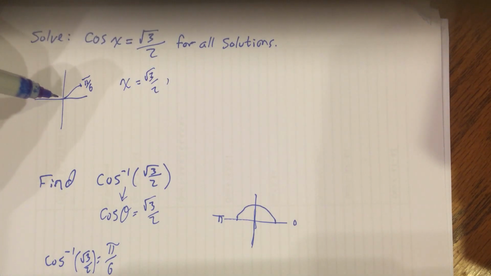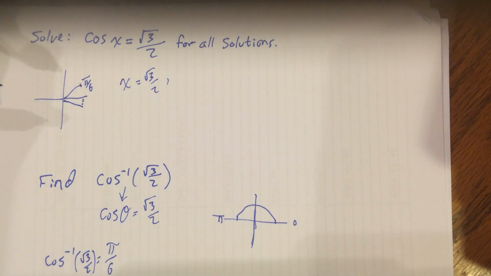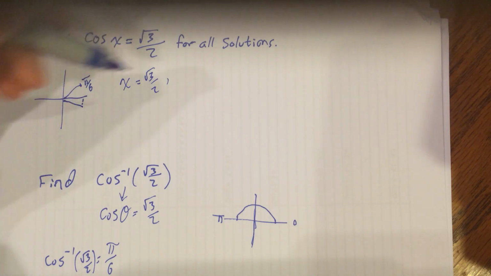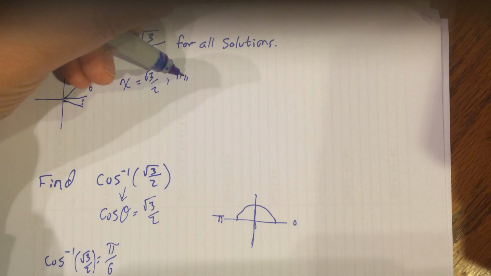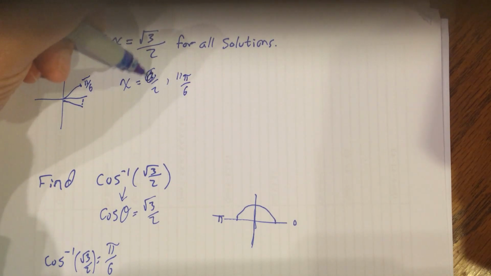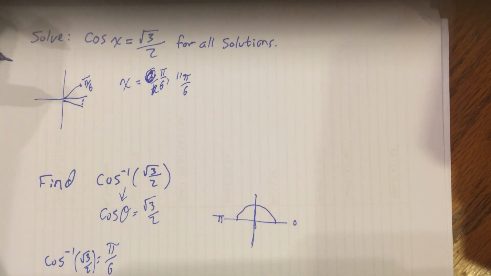I could find another solution because I know cosine is positive also here because it's x, so it's positive over here. So this pi over 6 down here would give me another solution. If I go all the way around, that would be almost back to 2 pi, which is 12 pi over 6. That'd be 11 pi over 6. Oh, this was supposed to say pi over 6. Okay. And other stuff could give me it.